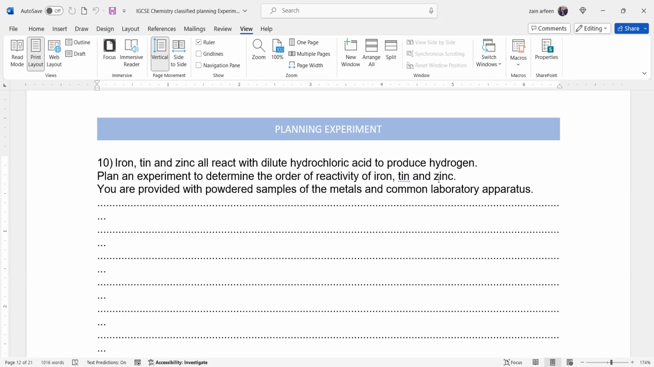So this experiment can be done in two ways. One is you can measure the volume of gas given off and calculate the rate. How do you calculate a rate? Rate is the change in volume divided by time. You compare the rates, plot a graph between volume and time and compare the slopes. The one which is steeper will have a higher rate of reaction.